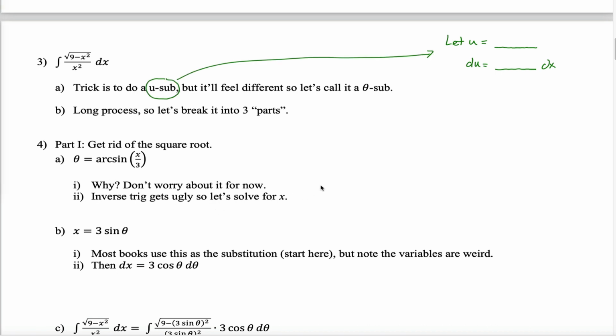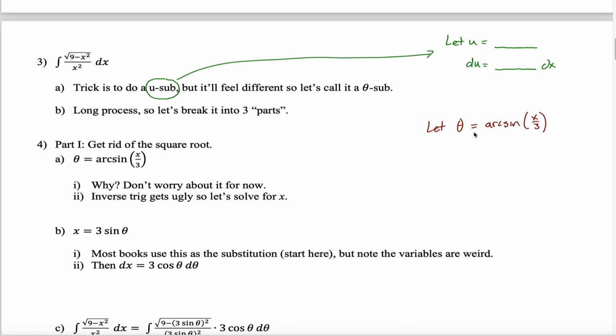What we're going to do is almost the exact same, except instead of choosing the letter u, I'm going to choose the letter theta. And the substitution that I'm going to do is not at all obvious. And for now, I just want you to trust me, but later on I'll show you how I came up with this substitution. We're going to let theta be equal to the arc sine of x over 3.